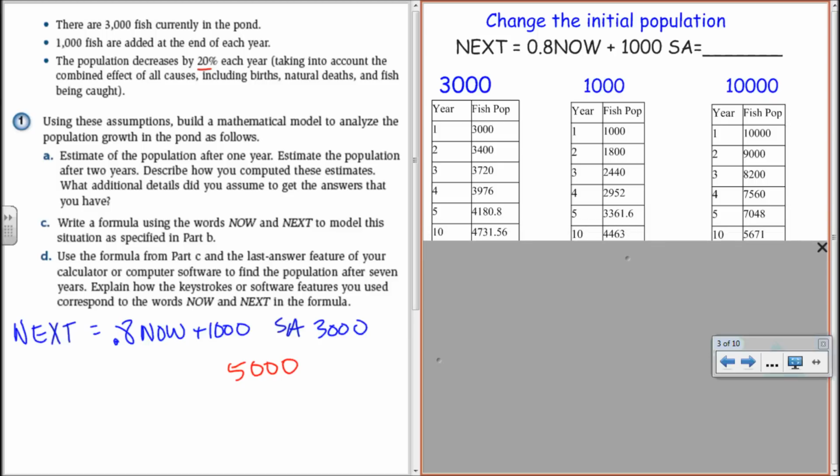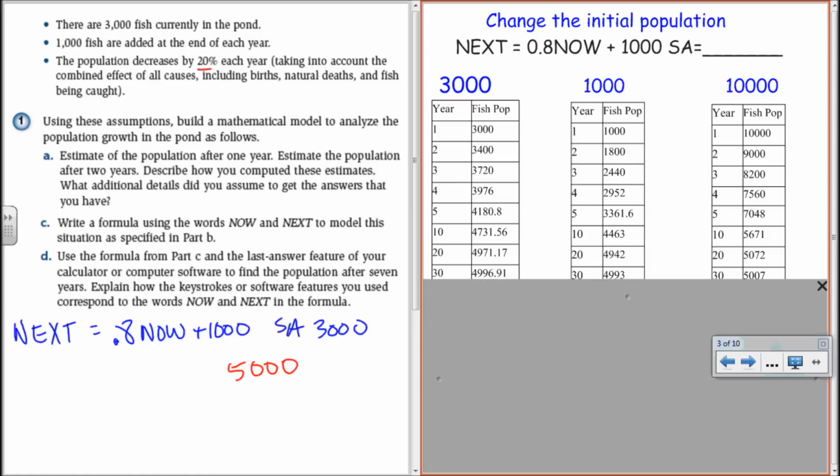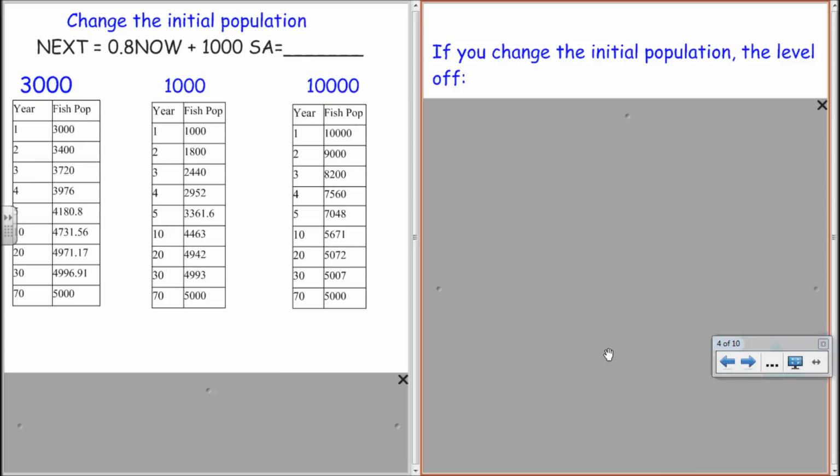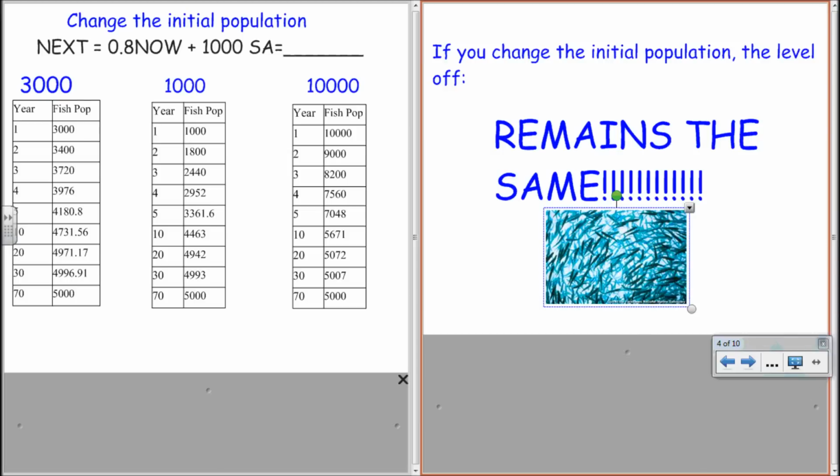Now if I go 10 years later, you can notice 20 years, 30 years, and if I go to 70 years, they all level off at the same spot that they did when we started with 3,000. So in fact, we have our first relationship that we're going to talk about. If I change the initial population, the level off remains the same. That's a very important thing that you would probably want to have in your notes. If we're dealing with these situations where we're multiplying by a rate, adding something, if you change the initial population, you can start anywhere, and if you keep these two values the same, the level off remains the same.